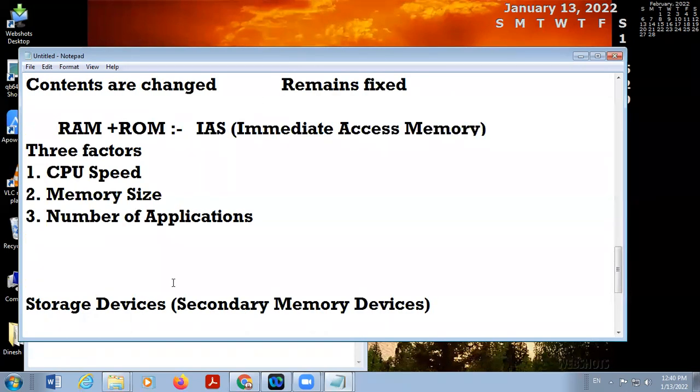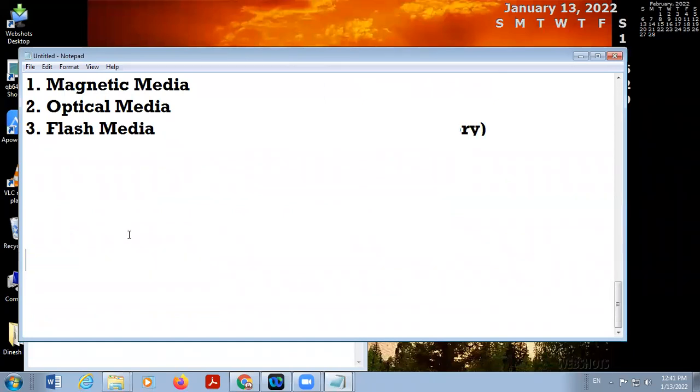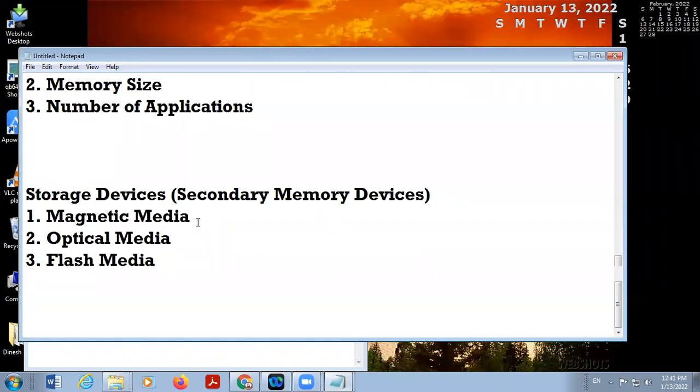In magnetic media, the device is coated with magnetic material. It is divided into tracks and sectors, and in these tracks and sectors we store the data. In this category we include the hard disk, the floppy disk, and magnetic tape is also a part of magnetic media.